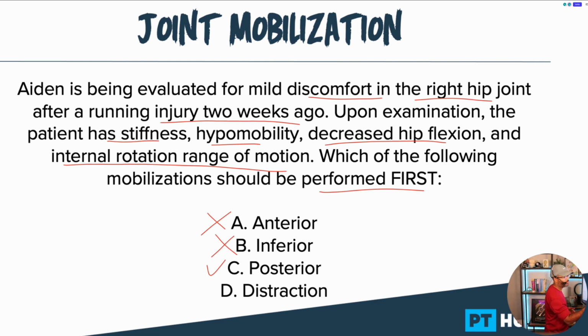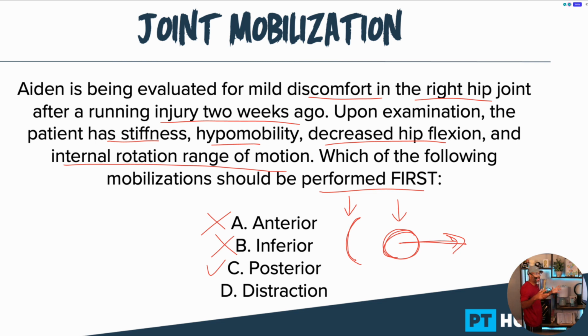For those of you who are not familiar with a distraction, let me go ahead and draw it out. This is going to be the acetabulum here. This is going to be the femoral head. A distraction is when you take the two bones and separate them in a perpendicular manner. So you can see that I'm separating the acetabulum and the femoral head by pulling the femoral head in a perpendicular direction, distracting the joint. That is a distraction. It's a non-specific technique that truly can improve general hip mobility.